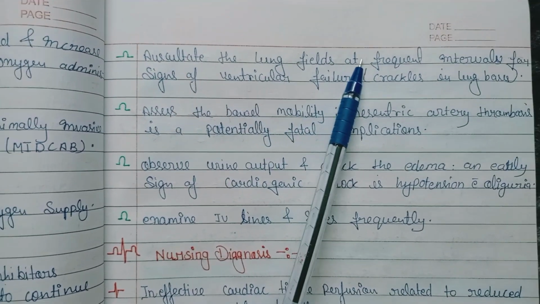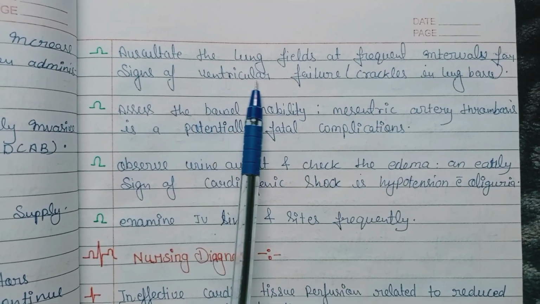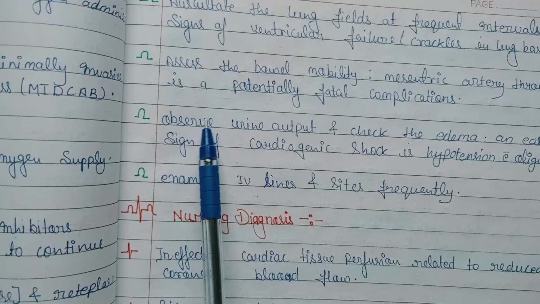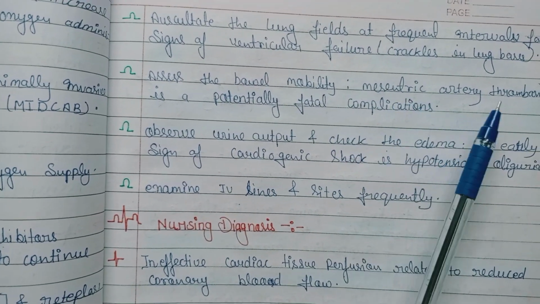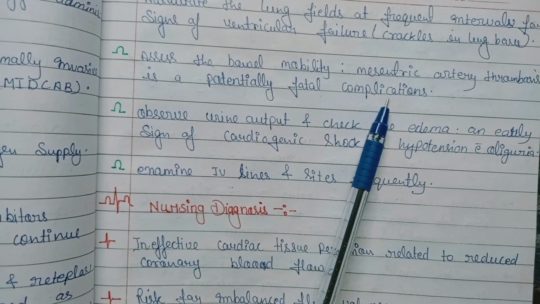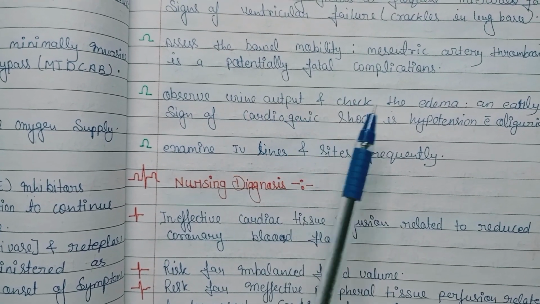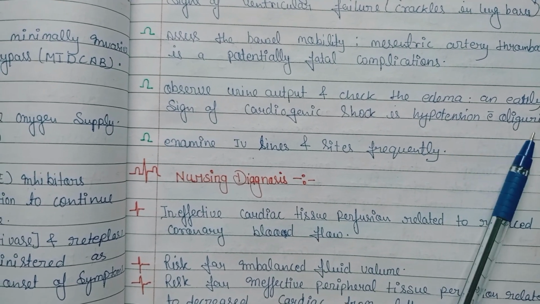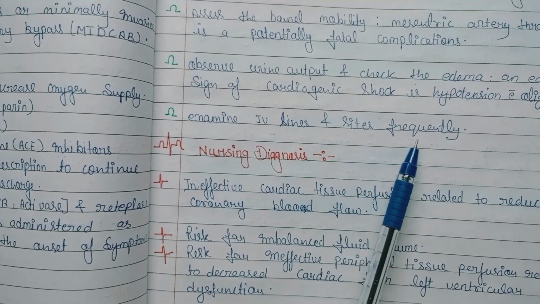Auscultate the lung fields at frequent intervals for signs of ventricular failure, such as crackles in the lung bases. Assess bowel motility. Mesenteric artery thrombosis is a potentially fatal complication. Observe urine output and check for edema. An early sign of cardiogenic shock is hypotension with oliguria. Examine IV lines and sites frequently.